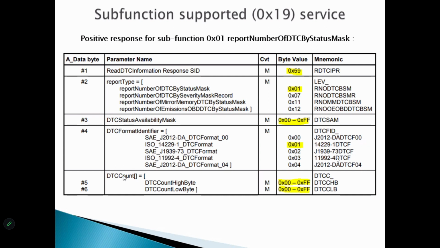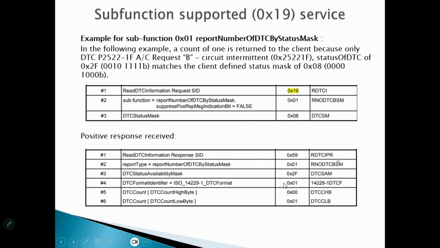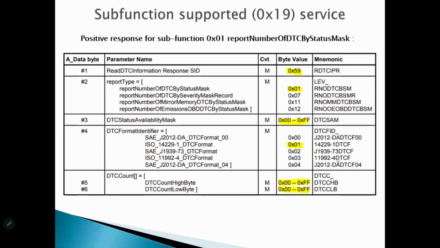And the fifth and sixth bytes will be the DTC count. If the count is 2, then it is 0002. If the count is 3, 0003. If the count is 10, 0008. So this will tell how many DTCs are stored in the server's memory. Understood? Guys, have you understood?